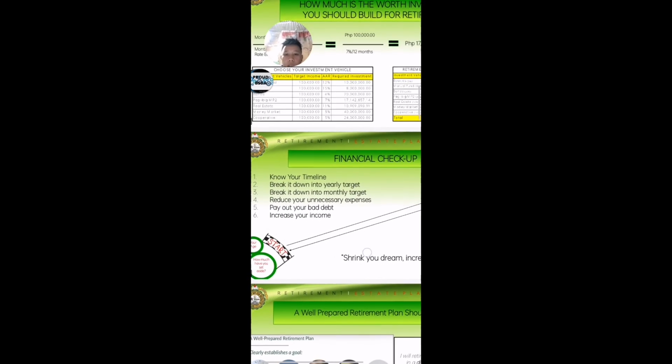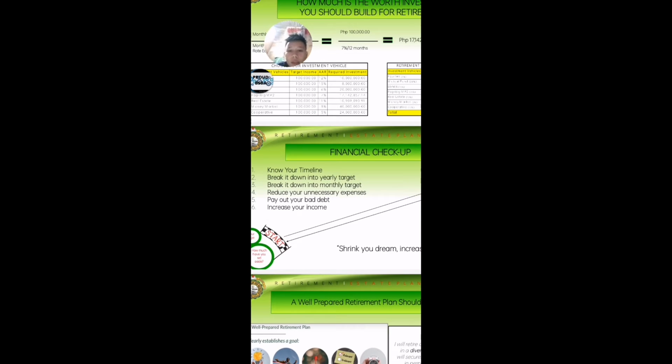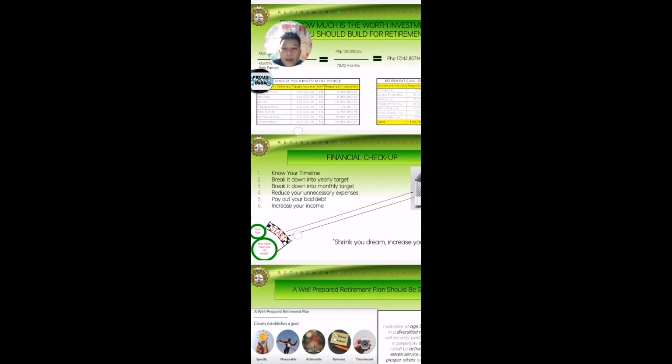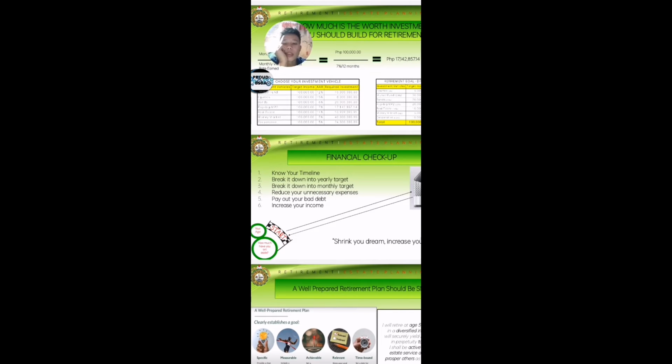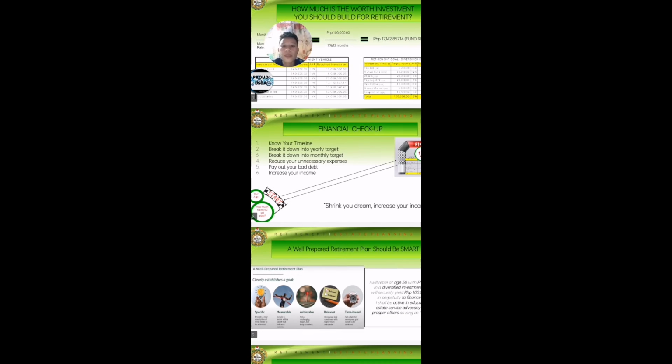Then next is the financial checkup. For the financial checkup, number one, you must know your timeline. Break it down into your yearly target. Break it down into your monthly target. Then reduce your unnecessary expenses. You should no longer keep buying things you do not need. Then pay off your bad debt, for example loans from the bank or credit card debt. Then increase your income.